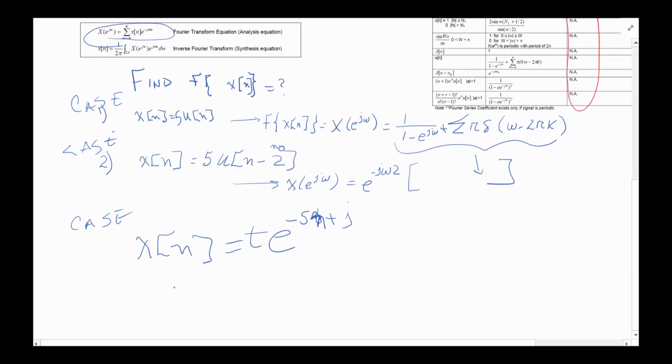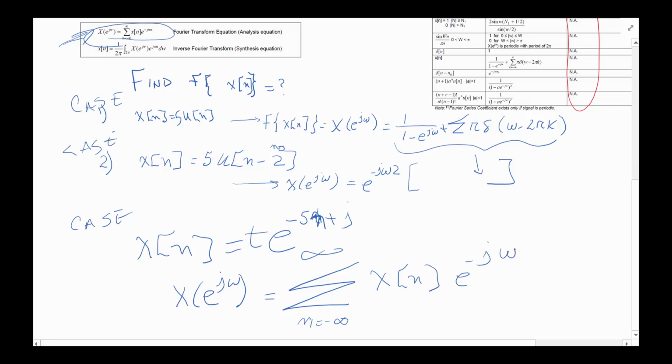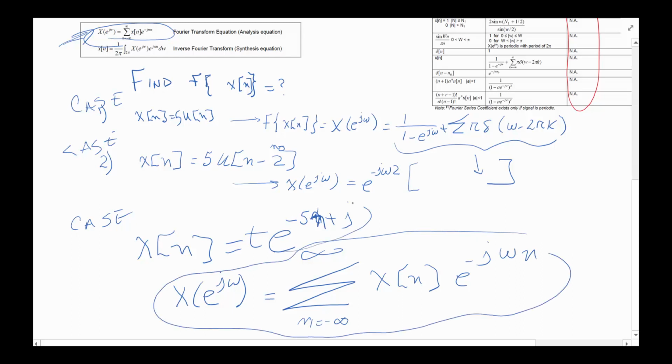Then, if you want an X of e to the j omega, I have to go back to the original equation, which is the summation of n going from minus infinity to infinity of x of n e to the minus j omega n. I also have to remember to make sure this actually does converge, because it might not converge. And by the way, both of these should really be n, because this is discrete and can't have t in it.